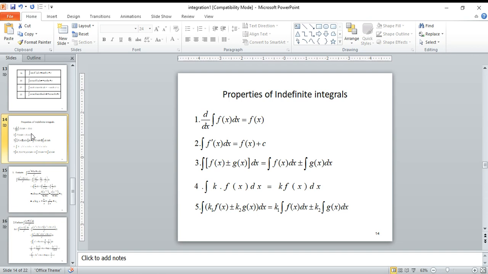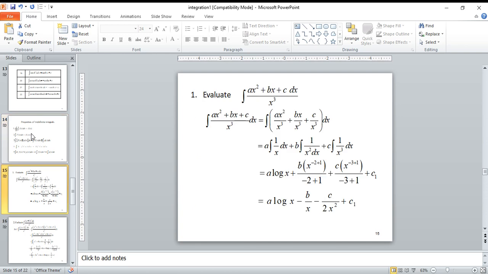Fifth one. Integration k1 f of x plus or minus k2 g of x dx is equal to constant k1 into integration f of x dx plus or minus constant k2 into integration g of x dx. So this is the common way.